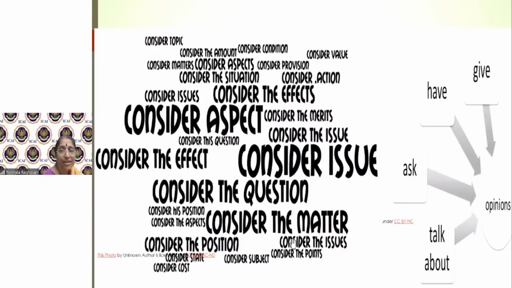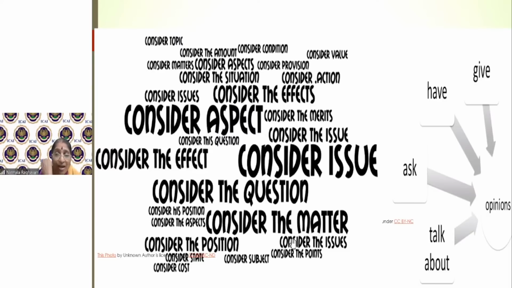Look at this. Consider aspect, consider issue, consider the effect. Consider topic, consider issues, consider the position, consider state, consider cost, consider subject. Okay, the kinds of usages. If you open the web and you ask for collocations, you'll get a whole range of them.